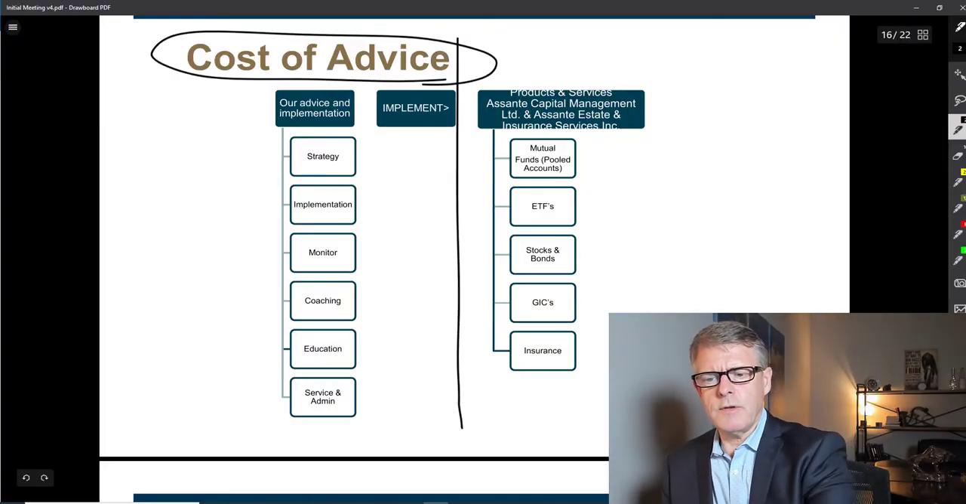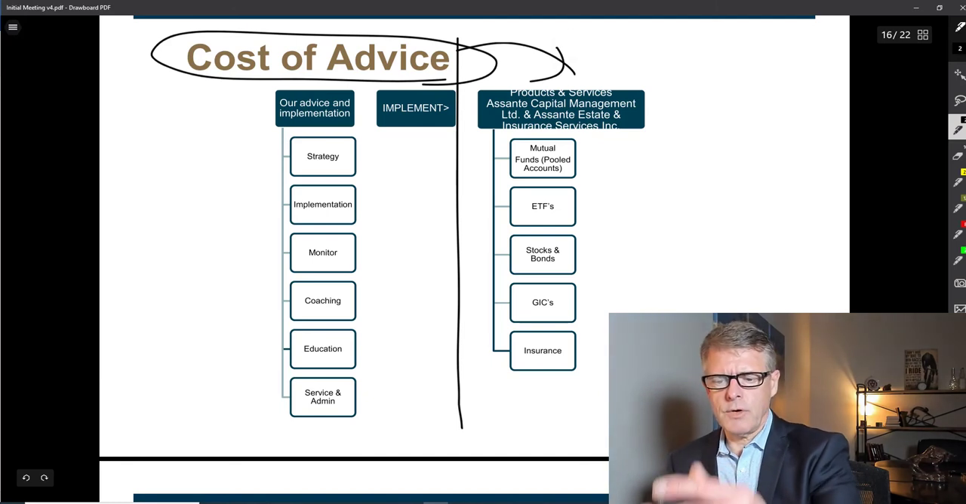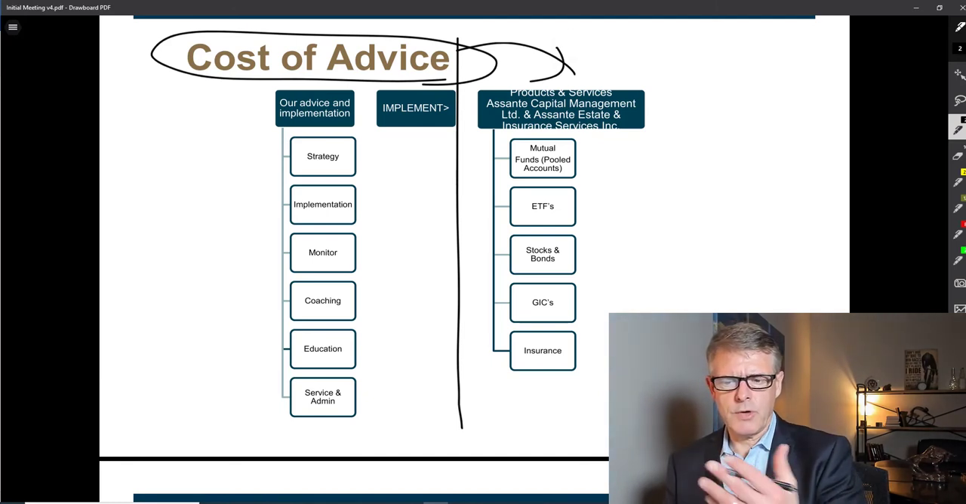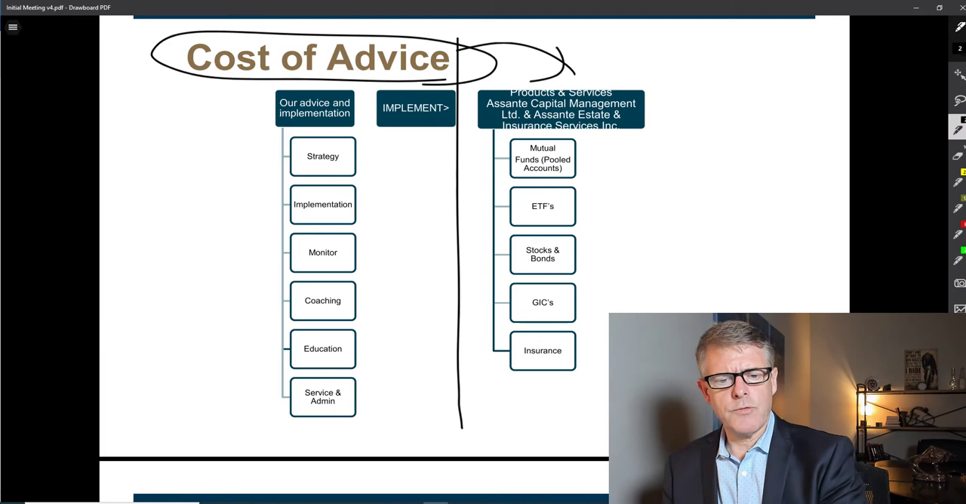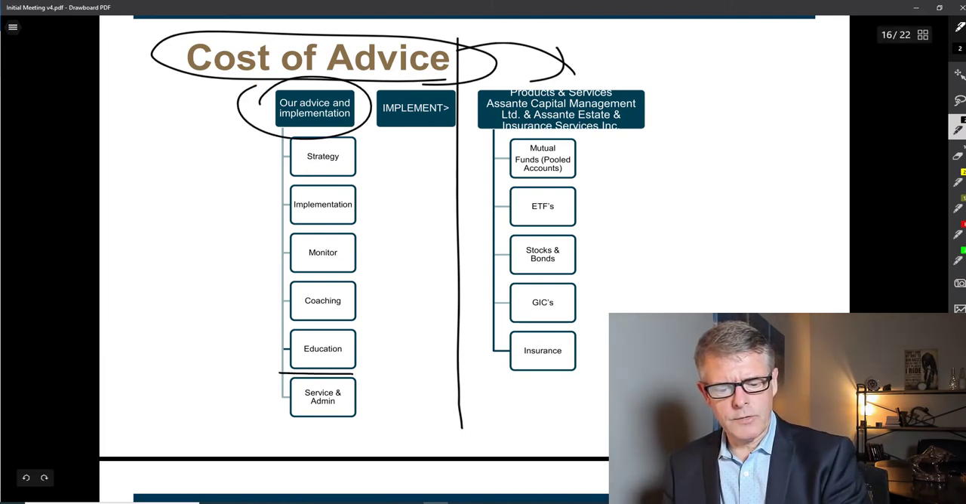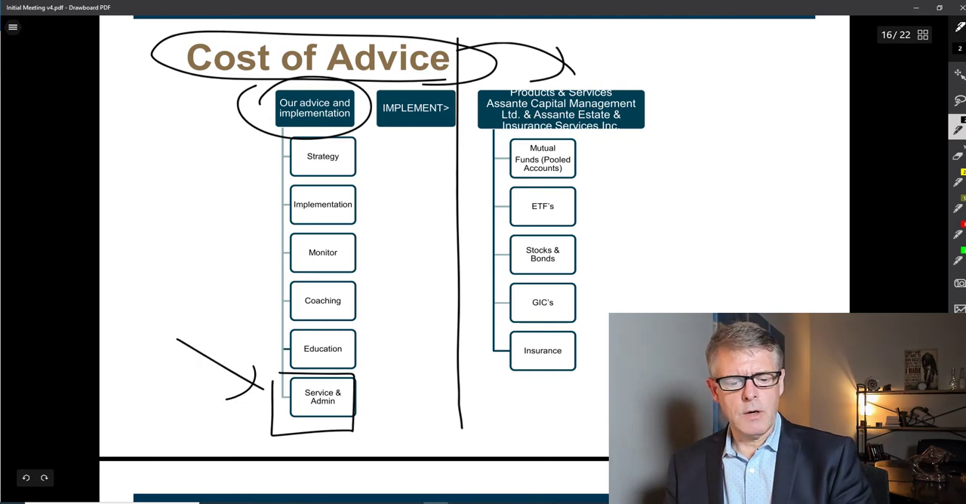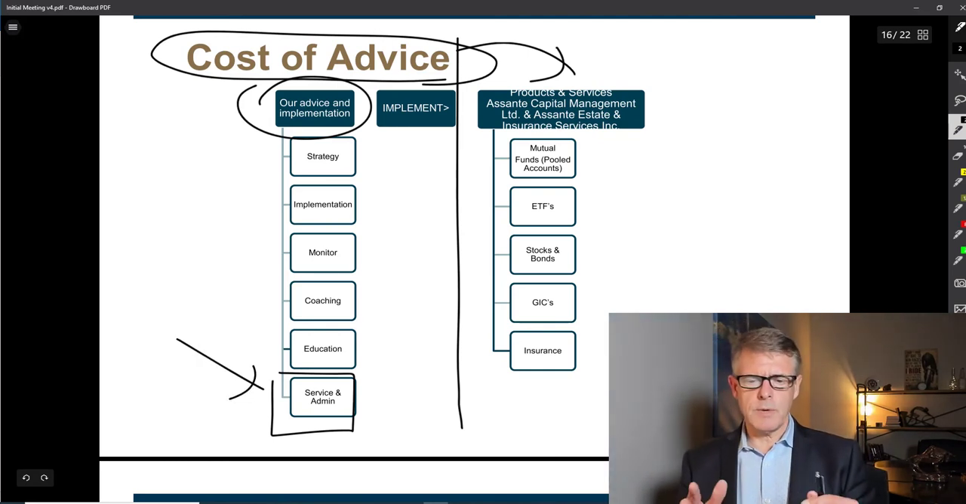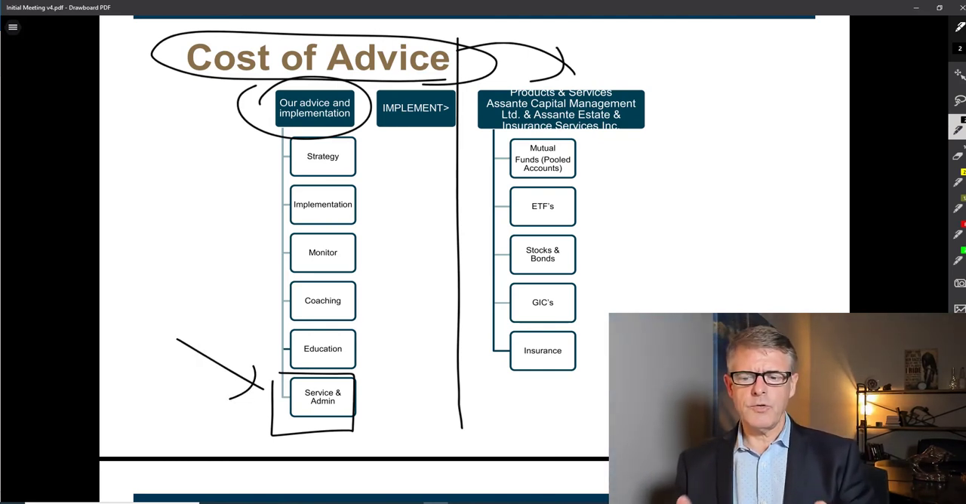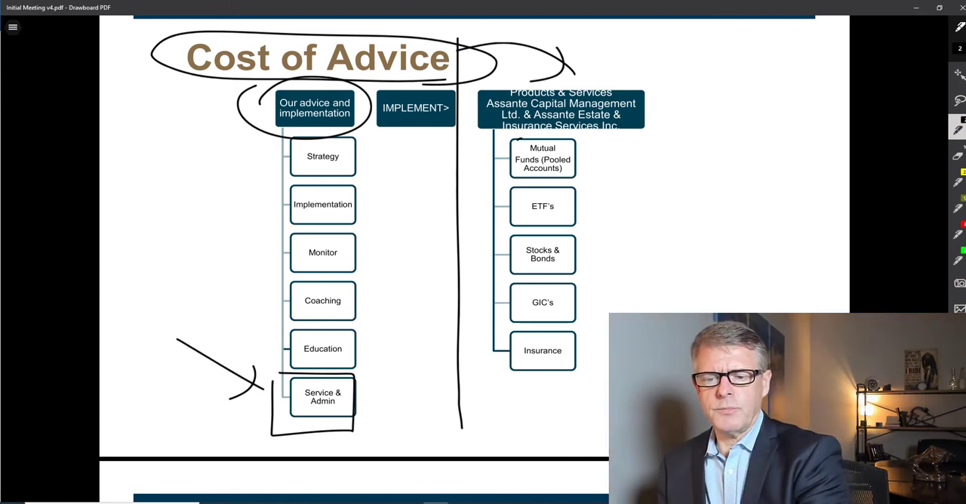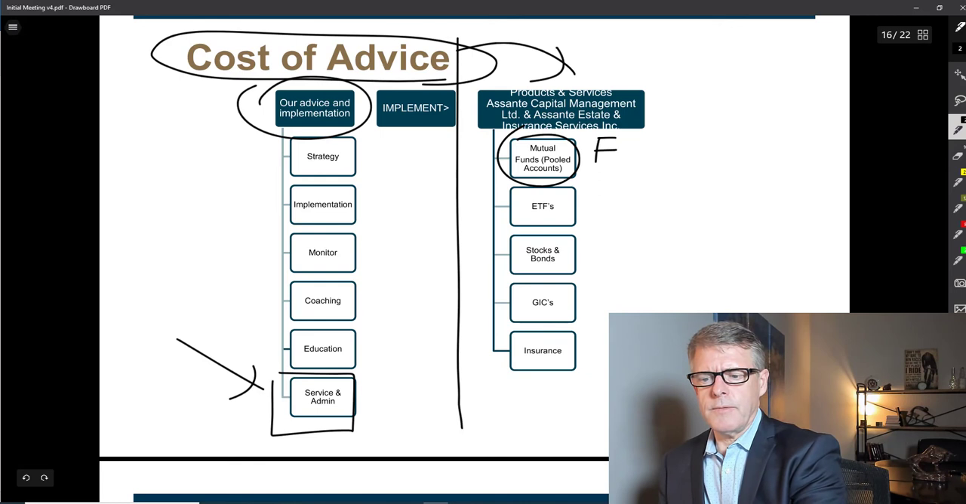And on this side of the chart, you've got various potential investments. Okay, so we'll talk about that in a second. And then over here, you've got advice and implementation and service and administration down here on this chart. Now, the reason I show this chart to you is that this would be an environment where if I have this mutual fund category here, this is where the F-class investments would be used.